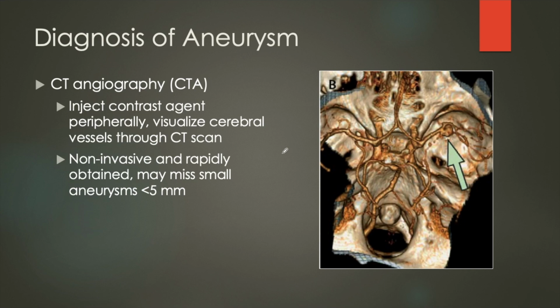This can be pretty easily obtained right after you obtain a non-contrast head CT in the ED for a patient with suspected subarachnoid hemorrhage. CTA is non-invasive and can be rapidly obtained. However, it does produce artifacts at the base of the skull where there may frequently be aneurysms, and it may miss small aneurysms less than 5 millimeters in size.